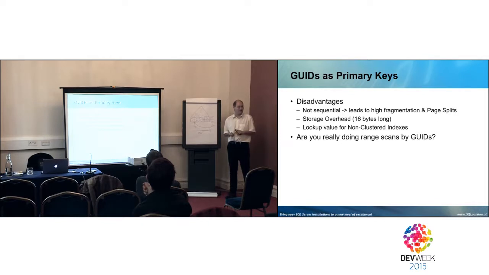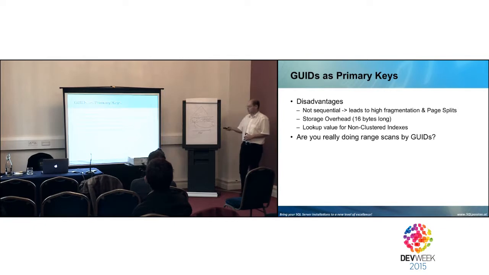Imagine you have high availability technologies in use that are based on the transaction log, Always On, database mirroring. You're just slowing them down. Just think about that. I have already talked about the storage overhead. 16 bytes versus 4 bytes when we use an int identity column. That storage overhead is replicated in every non-clustered index, as we have already seen.